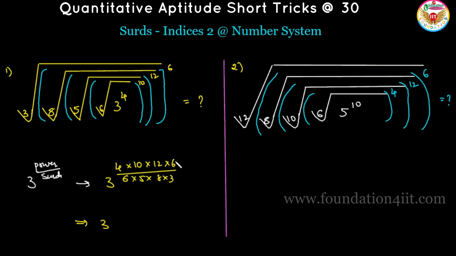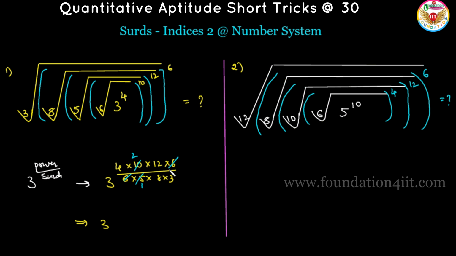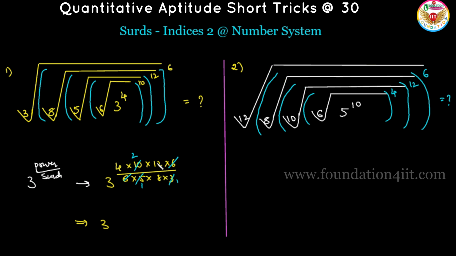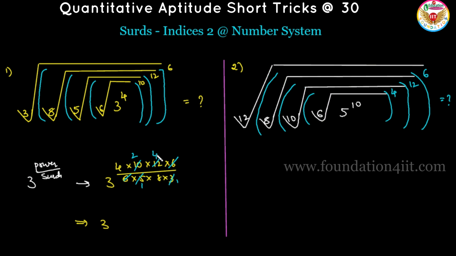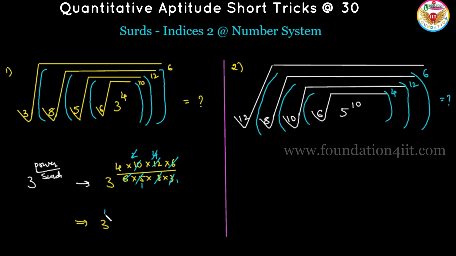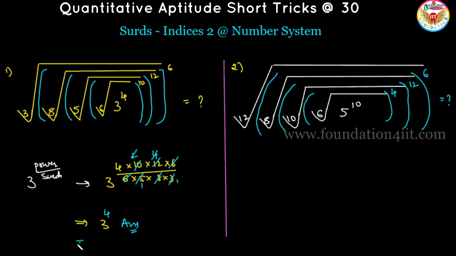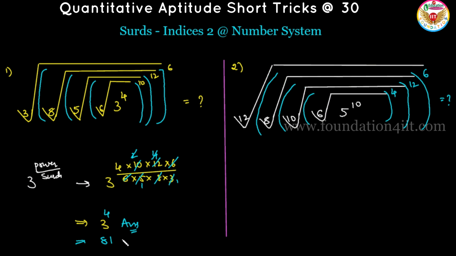So we can calculate: 6 and 6 cancel. 5 times 2 is 10. Again 3 times 4 is 12. 4 twos are 8, cancel. Only 4 is left. So 3 to the power 4 is the answer. That is 3 threes are 9, 9 nines are 81. So 81 is the answer for this.